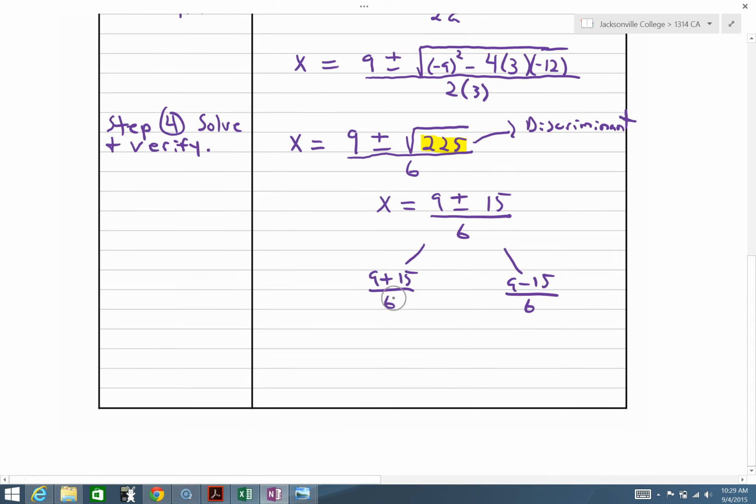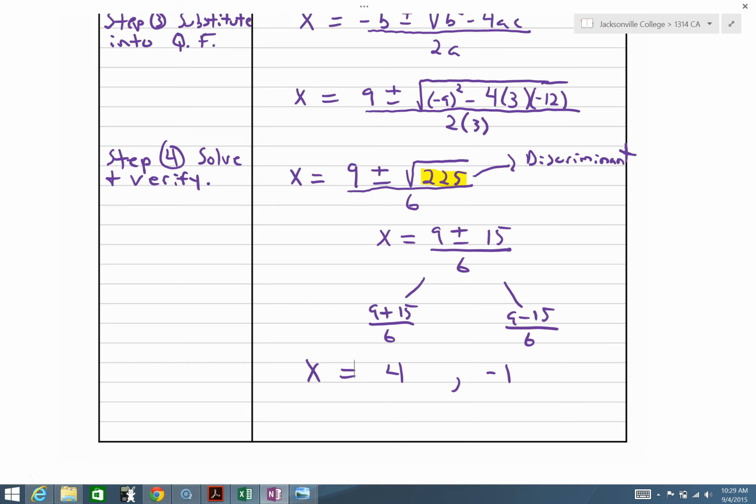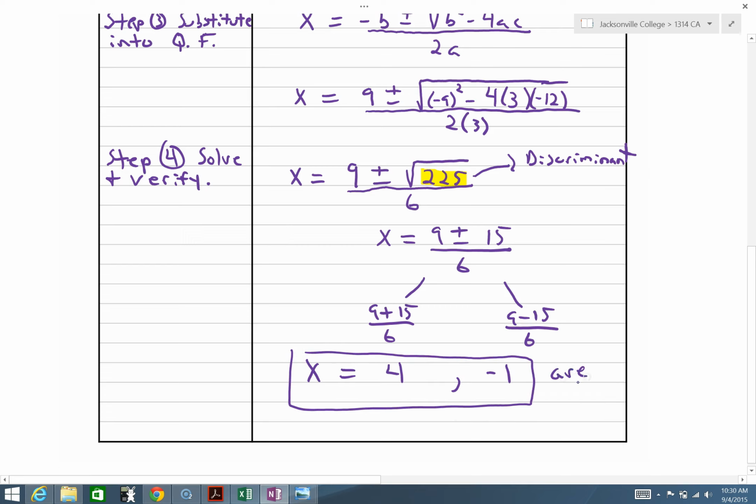9 plus 15 is 24. 24 divided by 6 is 4. And 9 minus 15 is a negative 6. Negative 6 divided by 6 is negative 1. X is equal to both of these values, 4 and negative 1. I could take that and substitute it back into the original, but we've already done that in our previous video. 4 and negative 1 are solutions. These 2 values, x equals 4 and negative 1, they do satisfy my equation. All right, and that concludes this video.